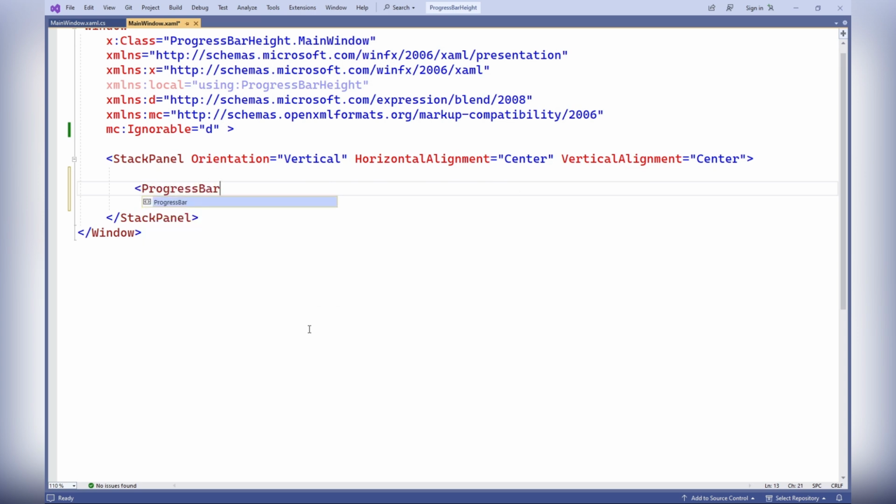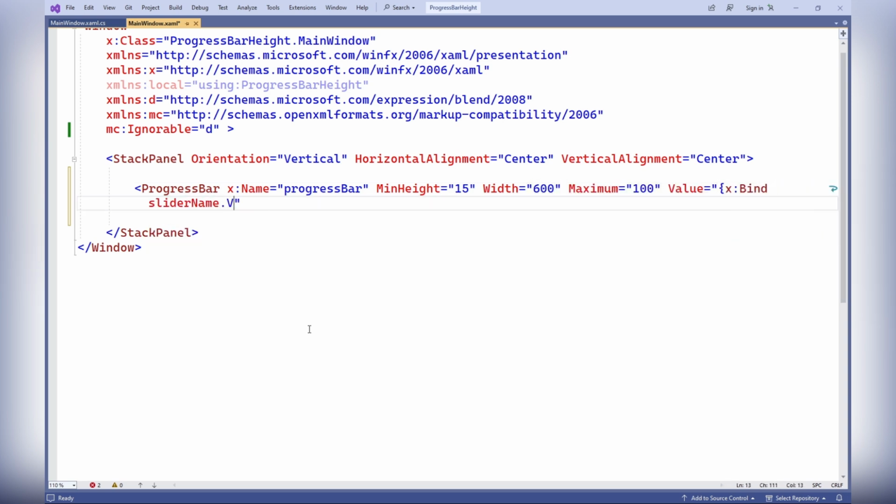First, ProgressBar using MinHeight. MinHeight equals 15. This property is used to set the minimum height of the ProgressBar element. In this case, the minimum height is set to 15 units.